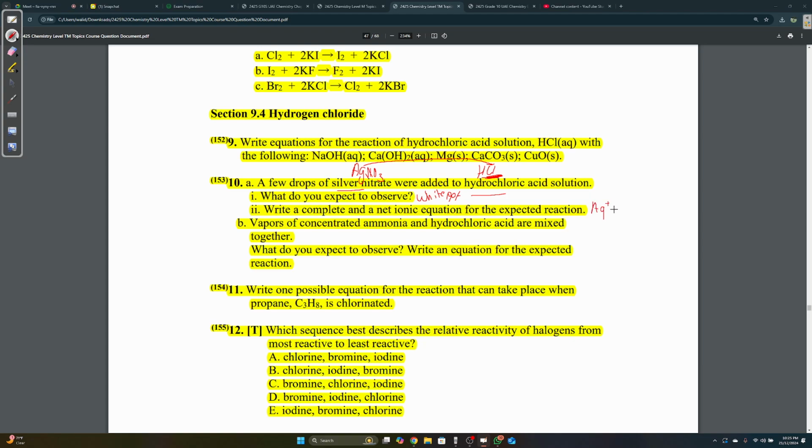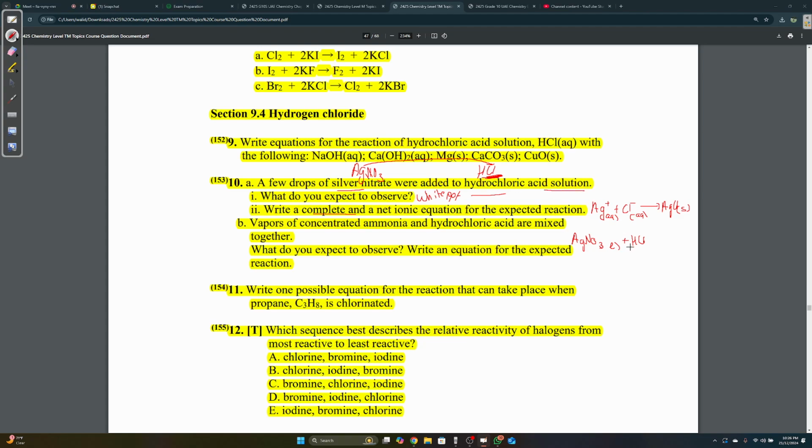Ag plus Cl minus to produce AgCl solid. Obviously, these should be aqueous. They also said write a complete equation. So you're going to put AgNO3 plus HCl. I think AgNO3 should be liquid. It should be liquid.